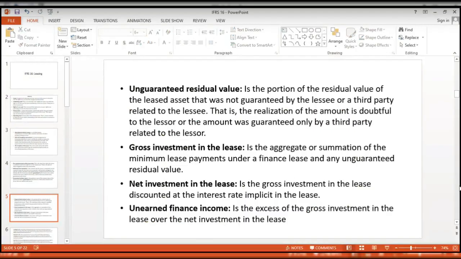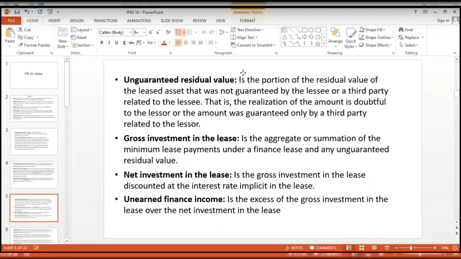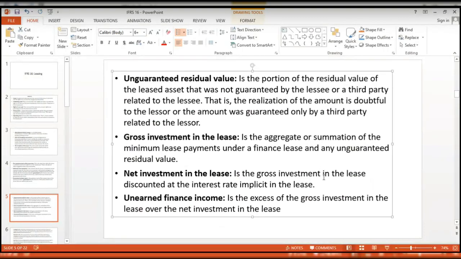Next, we have the gross investment in the lease. It is the aggregate or summation of the minimum lease payment under a finance lease and any unguaranteed residual value. That is the gross investment. It is all the money paid, the addition of the minimum payment under finance lease and any unguaranteed residual value.